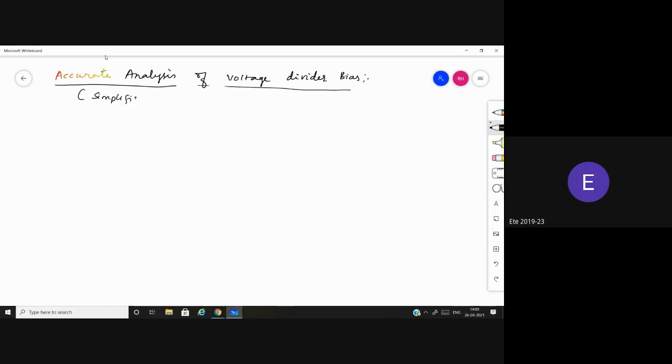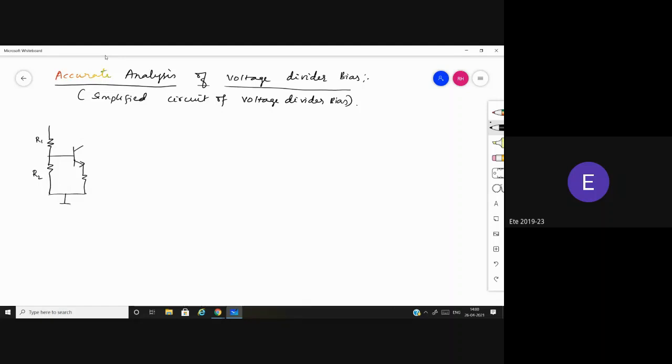Simplified circuit of voltage divider bias. So in any names, they can ask. So in accurate analysis, as I told, this is our voltage divider circuit where we are having R1, R2, and we are going to connect it to the transistor.